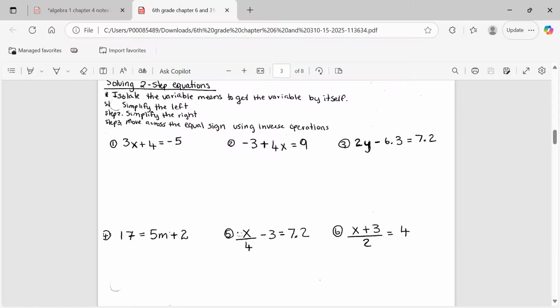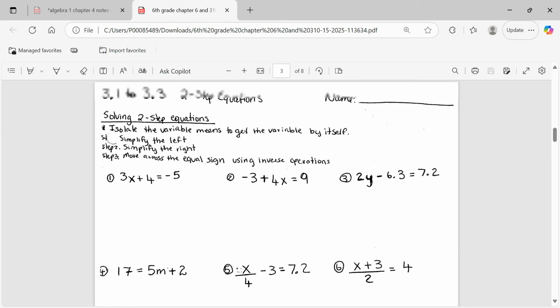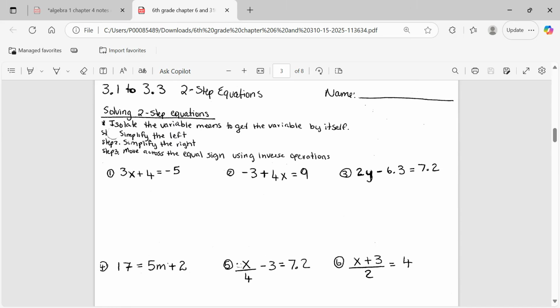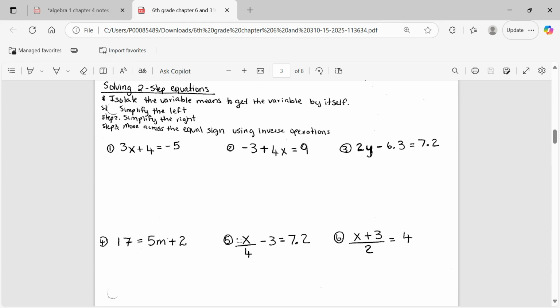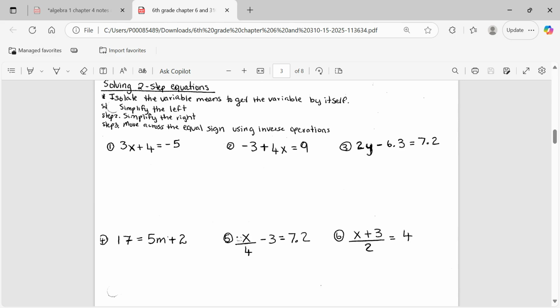Today we are going to be solving two-step equations, and this is 3.1, 3.2, 3.3. If we are solving two-step equations, it means we're going to isolate the variable by itself, and I like to say we simplify the left, we simplify the right, then we'll move across the equal sign.